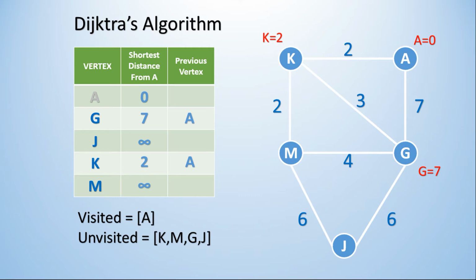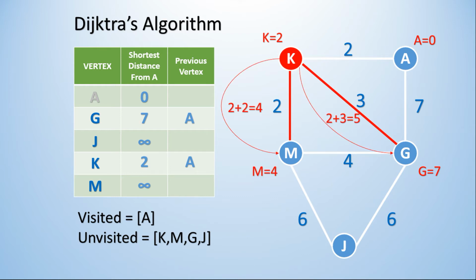Visit the unvisited vertex with the smallest known distance from the starting vertex. This time around, we can see that it is vertex K. For the current vertex, examine its unvisited neighbors. Since we are visiting K, its unvisited neighbors are G and M, which vertex K shares edges with.